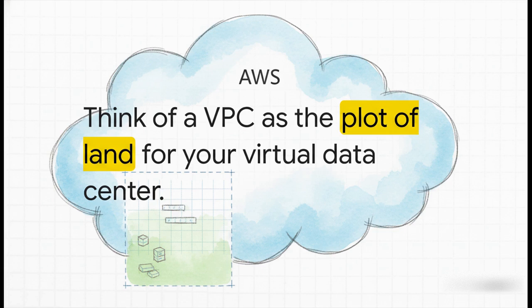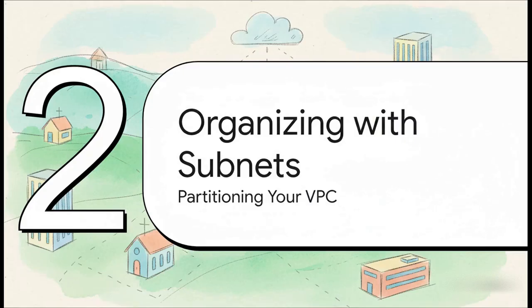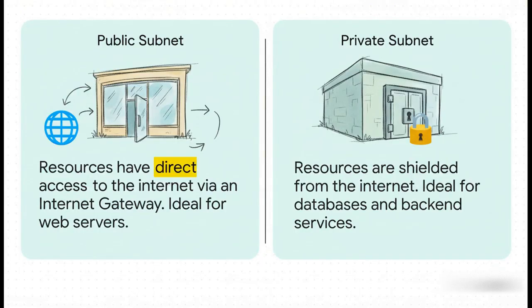So you've got your space staked out, but now you've got to decide how to partition it and what you're going to build on it. And that, right there, is where subnets come into play. Think of subnets as the different zones, or maybe even the individual buildings that you're going to construct on your plot of land. They let you partition your VPC so you can organize and, more importantly, isolate your different resources from each other. Now, you've got two main flavors of subnets you can create. First, there are public subnets. These are connected to the internet, which makes them perfect for things like your web servers that need to be publicly accessible. Then, you've got private subnets, which are completely shielded from the internet. This makes them the perfect secure home for your databases and backend services.